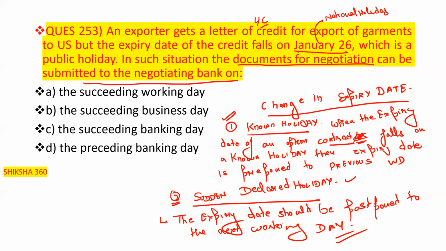Now this point is clear to all of you. Please remember, you will definitely find these types of questions in the examination, so be careful while answering them. The correct answer is that it is a known holiday, so the preceding working day, or preceding banking day. Option D is the answer.